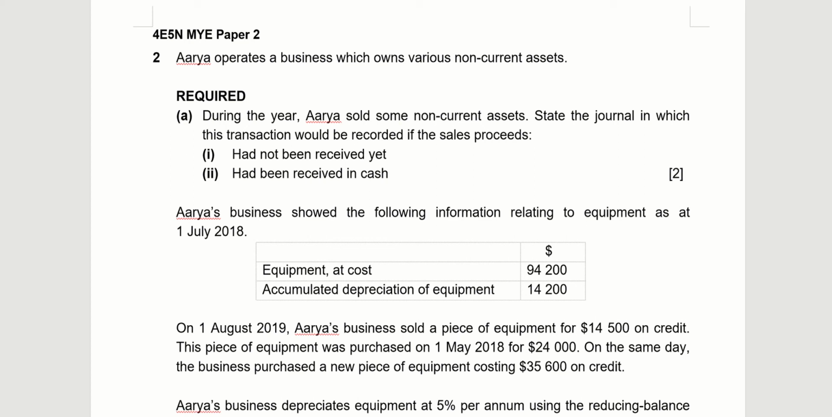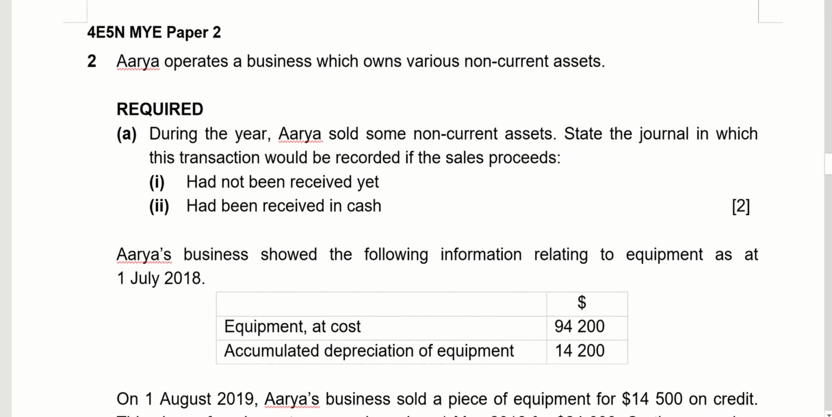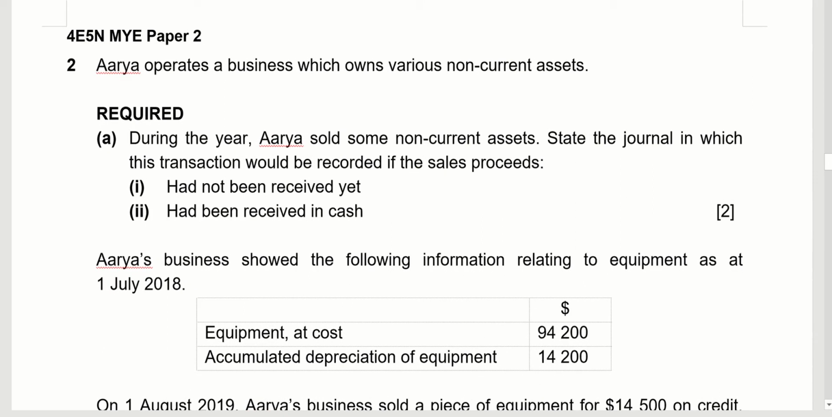Good morning, everyone. I'm here to give an explanation of the 4E5N mid-year exam, paper 2, question 2. Paper 2, question 2 is the dreaded sale of non-current asset question.